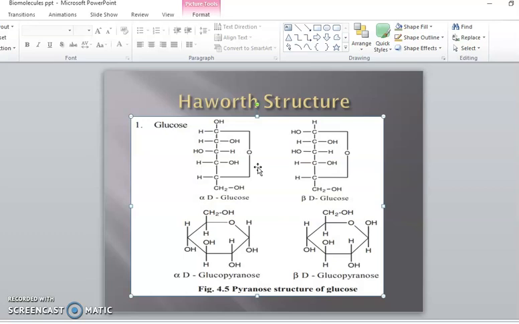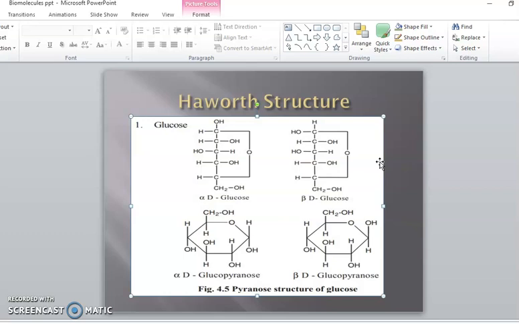What is the difference between alpha D glucose and beta D glucose? They are anomers. The only difference is the orientation on the first carbon. So since you are drawing the beta D glucose, on the first carbon the OH must be on the left side. Then from the fifth carbon to the first carbon, you put a glycosidic linkage through the oxygen atom. So this is the hemiacetal structure of alpha D glucose and beta D glucose.